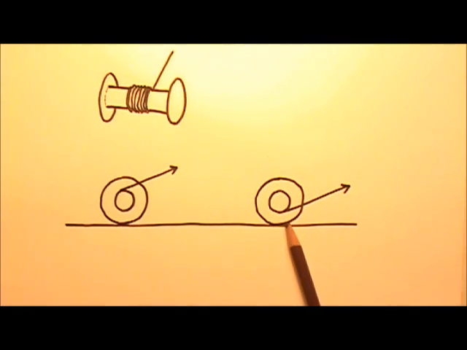What if I flip it over so it's like this? The string goes around and then comes out underneath. When I pull on the string to the right, is this spool going to move to the right, to the left, or stay in place?